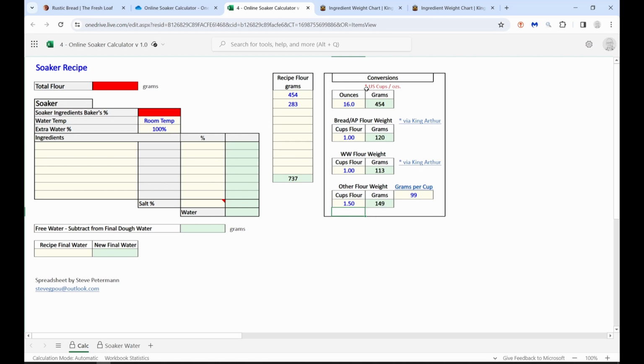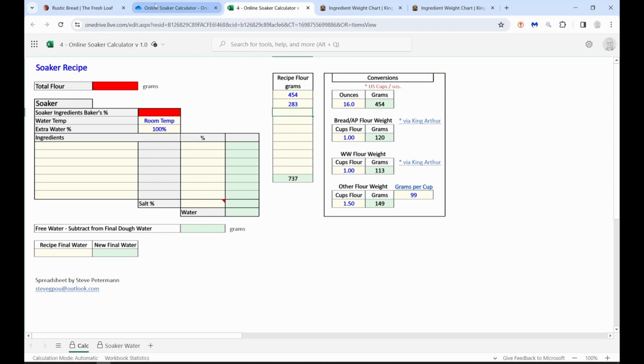Now these are all based on US cups and ounces. So if your recipe is not based on US cups and ounces, this conversion system here, well, the ounces should work, maybe, I don't know, depends on the system. So if your recipe isn't using US cups as a standard, then this conversion area may not work for you. Okay, so let's get back over here.